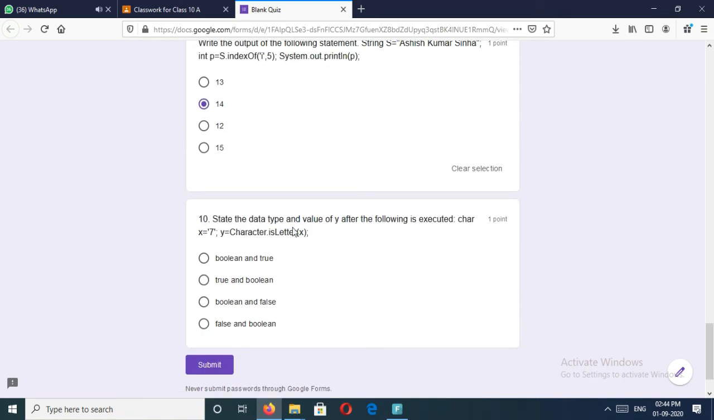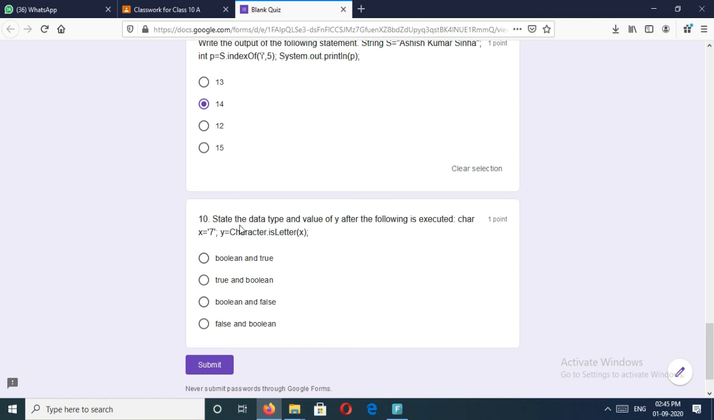Next question. State the data type and value of y after the following is executed. char x = '7'; y = Character.isLetter(x). That means in x we know this is a digit, this is a number. But the function is isLetter. It's not a letter, we know. Because of that, the answer must be false.